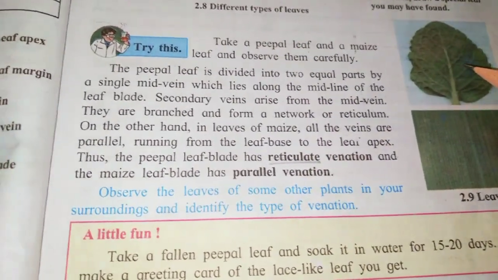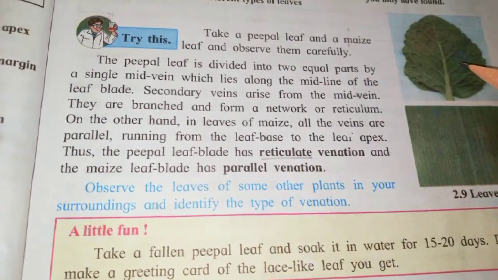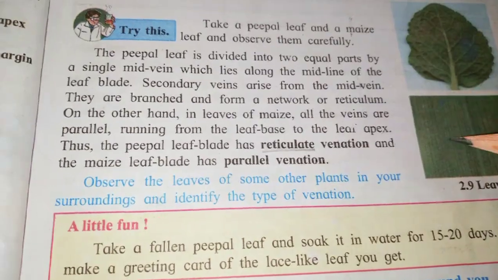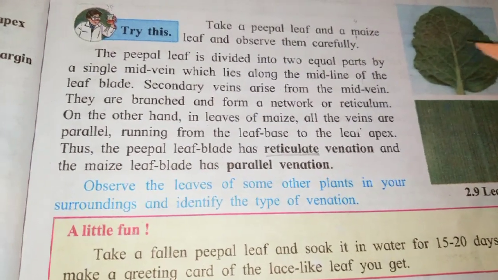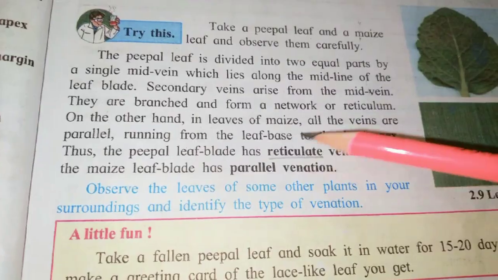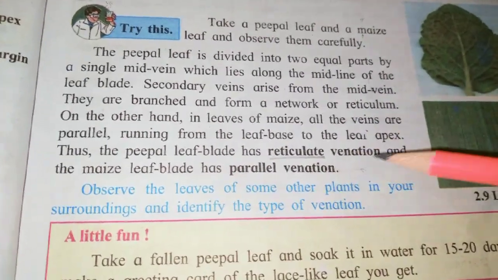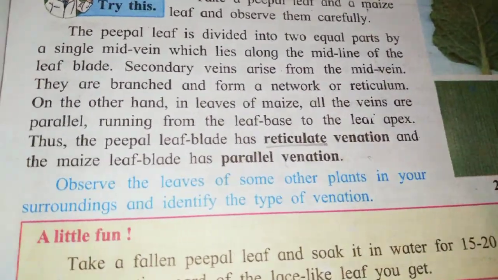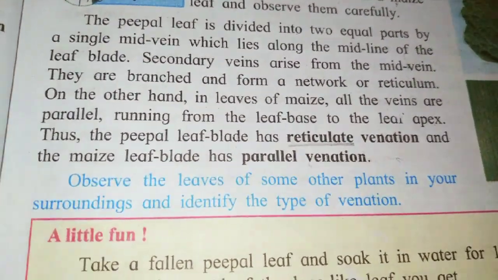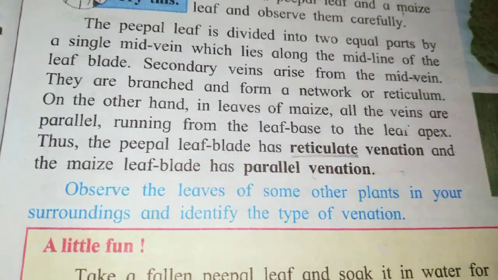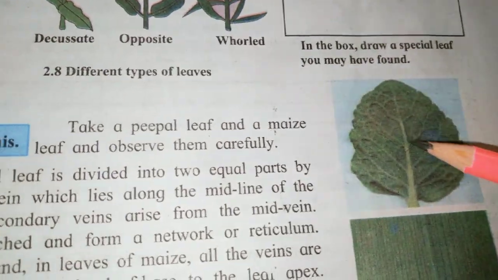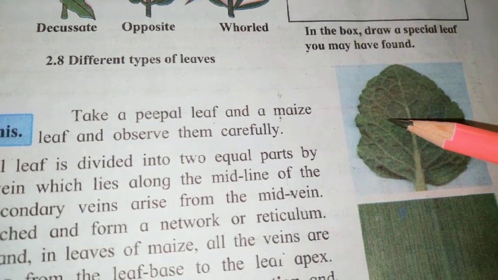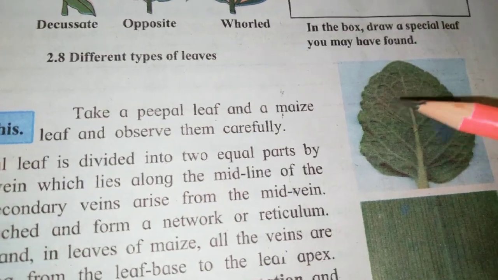On the other hand, in leaves of maize, all the veins are parallel. You can see here also, parallel, running from the leaf base to the leaf apex. Thus, the peepal leaf blade has reticulate venation and the maize leaf blade has parallel venation. Reticulate means a net-like pattern or structure. See here, you can see a reticulate structure. How is it? Net-like.